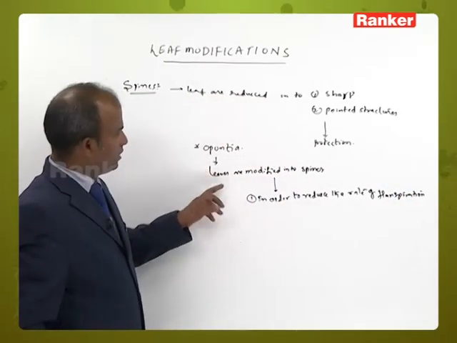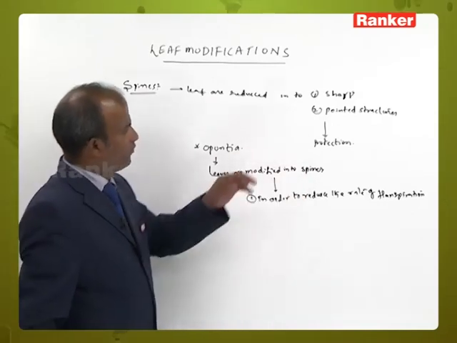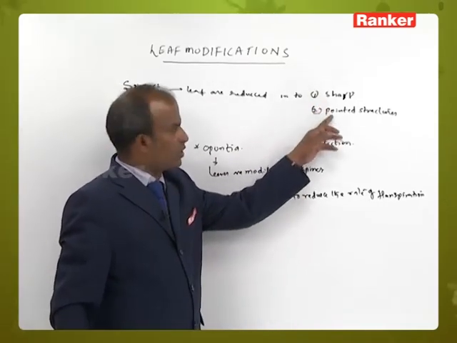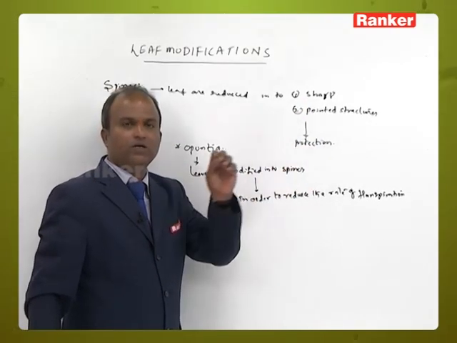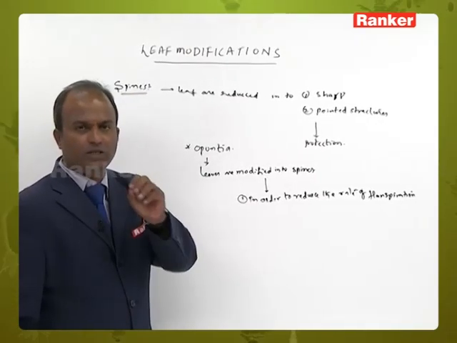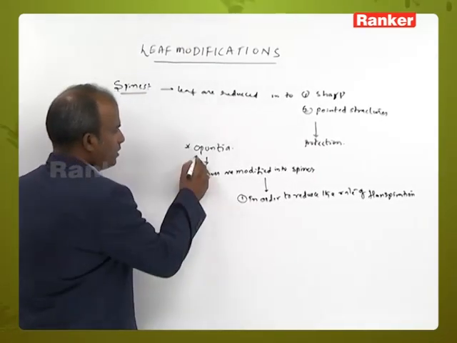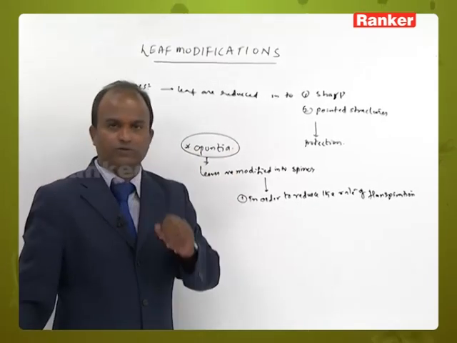In Opuntia, leaves are modified into spines. As they are sharp pointed structures, they play an important role in protection. That means in Opuntia, leaves are modified into spines.